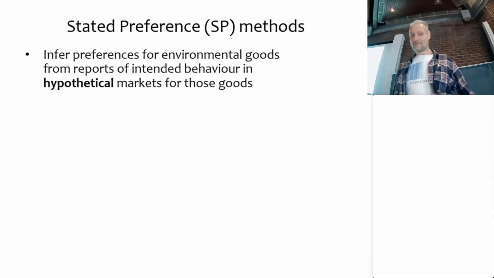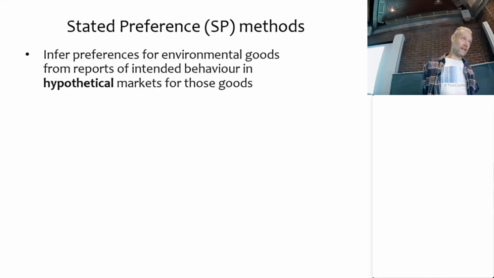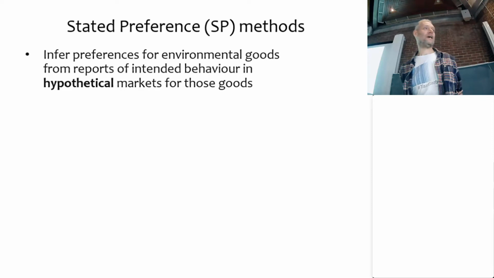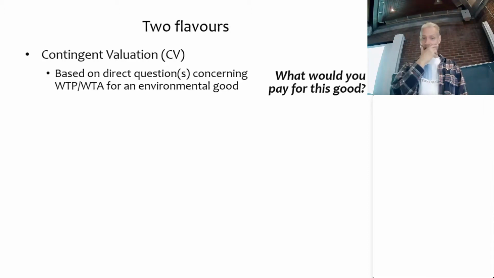Essentially what you do with stated preference methods is that, like with revealed preferences, you're trying to infer preferences for environmental goods from reports of intended behavior in hypothetical markets. So we're not looking at actual behavior, but we're essentially asking people, what would you do if, right? And that creates all sorts of possibilities, and it also creates all sorts of problems. And we're going to talk about those at length.